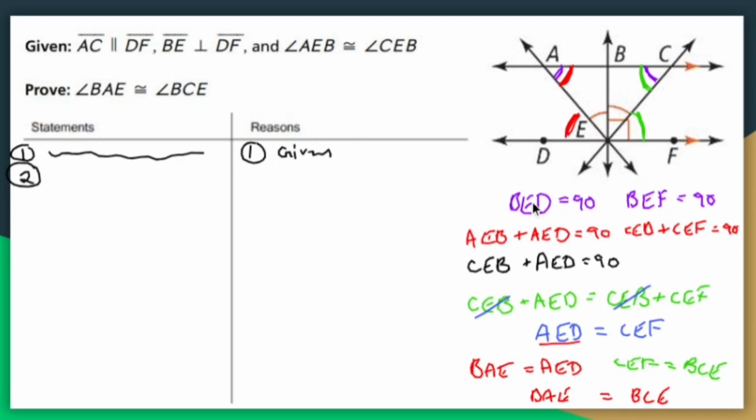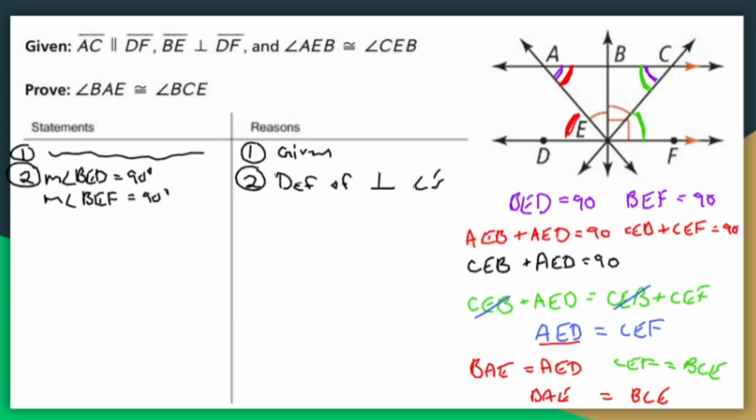All right. The measure of angle BED, now I have to bring back my symbols to be appropriate. The measure of angle BED is 90 degrees. And the measure of angle BEF is 90 degrees. I'm going to regret putting that in 2 lines. I'm going to run out of room. The reason for that is the definition of perpendicular angles. Let's get smaller. Aim small, miss small.